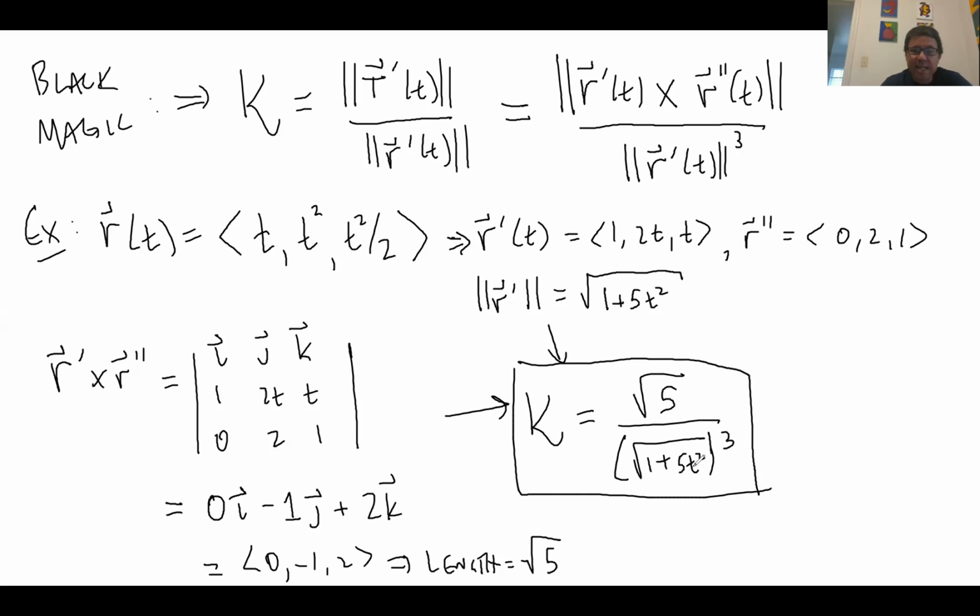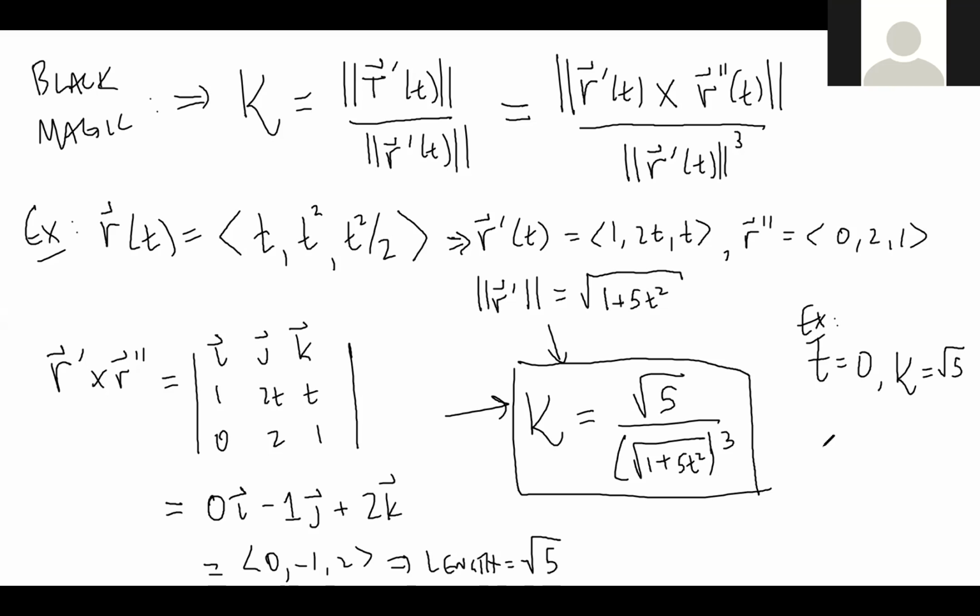You'll notice it still has a t in it, which should make sense because as the t changes, you'll move along the curve. Some places will be curvier than others, and that will end up having a higher curvature value depending on the position you're at. So for example, if t is 0, then the bottom will be 1 plus 0, so the answer will be square root 5. There aren't going to be any units on this. It's just sort of a relative thing depending on where you're at.